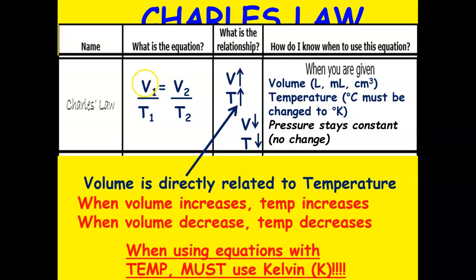Charles' law, you see here, is volume V1 divided by T1 is equal to V2 divided by T2. When the ratio of two variables is equal to a constant, it means that they are directly related. Volume and temperature are directly related. What that means is if volume increases, temperature will also increase. If volume decreases, then temperature will decrease, because pressure is what stays constant.